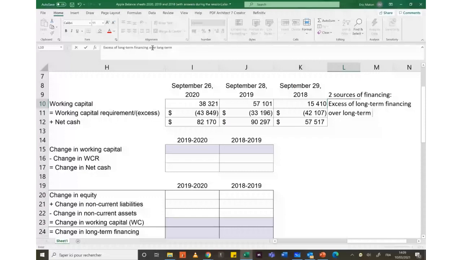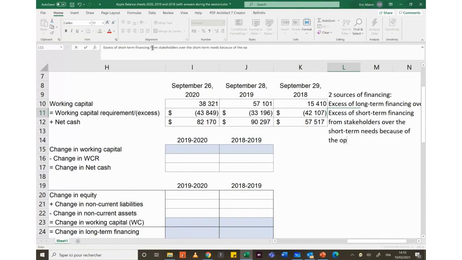And they have an excess of short-term financing from stakeholders over the short-term needs because of the operating activity, those inventories, the account receivable.